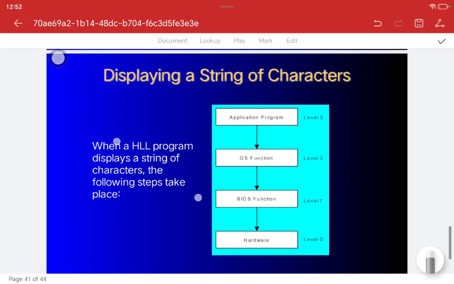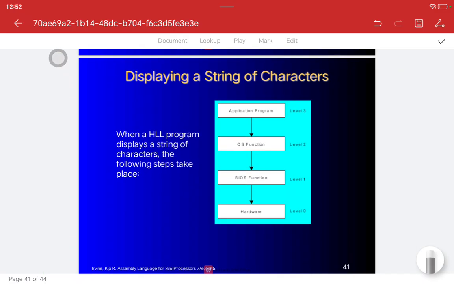And also we have displaying a string of characters. Sometimes they can tell you to draw a diagram that displays a string of characters and discuss it, right? So obviously level 0 will be the hardware, because all these things are attached to the hardware, whether it's a software or a hardware component.